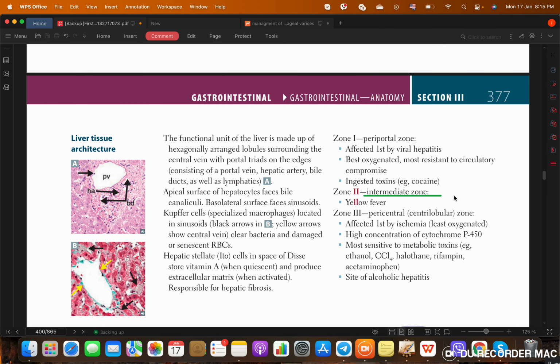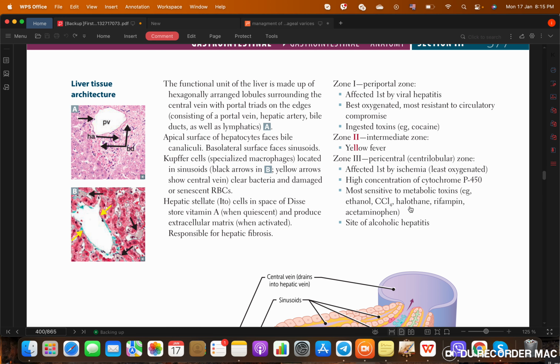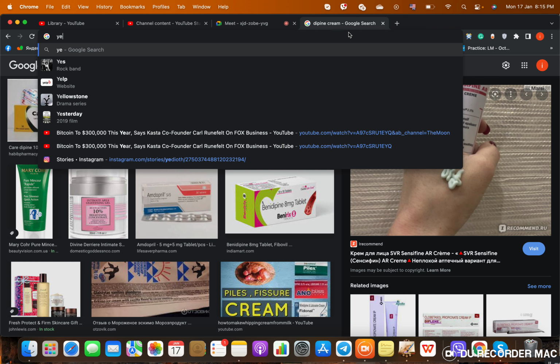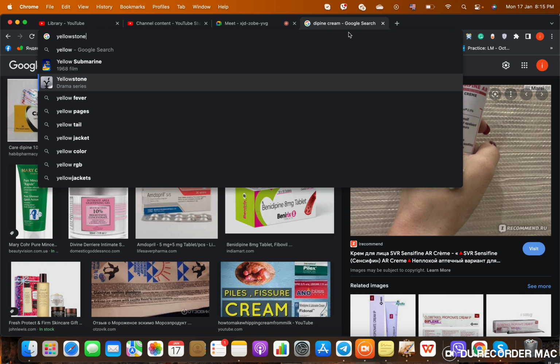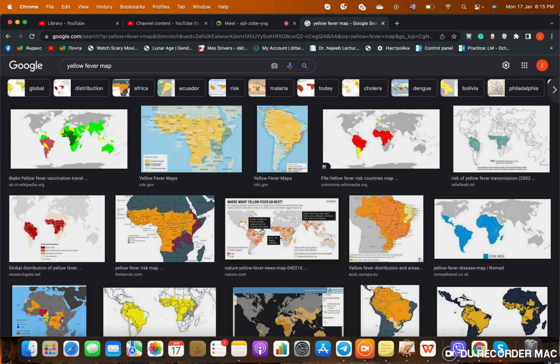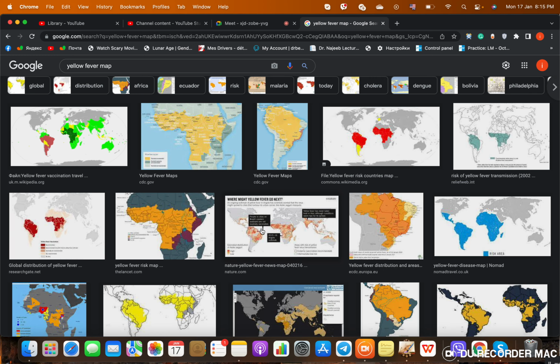Zone number 2 is the intermediate zone, and it's affected by yellow fever. Which country has the most cases of yellow fever? Or which region? Well, it's mostly African countries, yes. Guys, to be totally truthful with you, yellow fever is not that common in Egypt, but for the USMLE, they give you a patient from Egypt. So just keep that in mind. If you get a real patient from Egypt, do not highly suspect that. But if you see it in the USMLE, this is an alarm, okay?